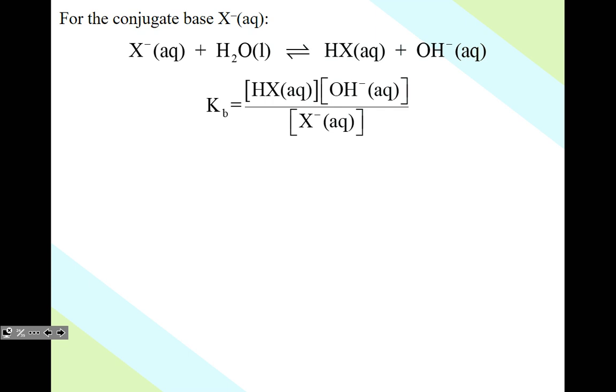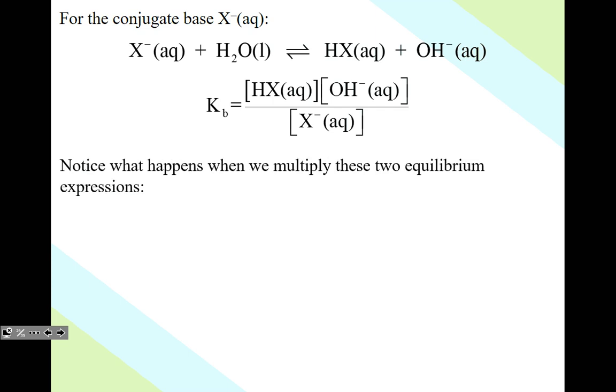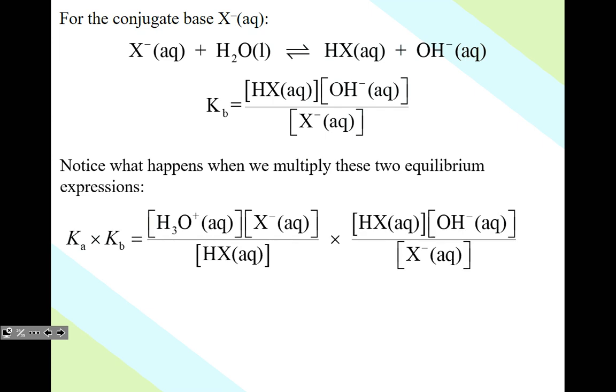So your Kb is, again, your products over your reactant, right? Notice what happens when we multiply these two equilibrium expressions. Now, you definitely don't need to memorize this. I'm just giving you the background info. This is an FYI for you.